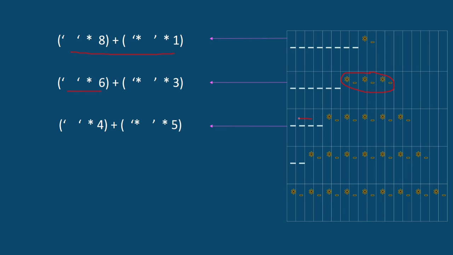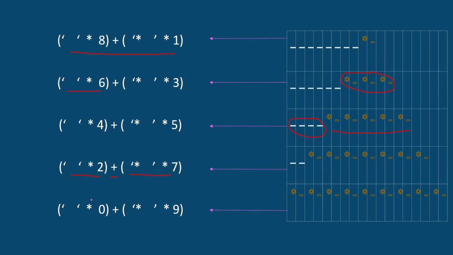In the third line, there are 4 spaces appended with 5 star space characters. In the fourth line, there are 2 spaces appended with 7 star space characters. In the fifth line, there are only 9 star space characters.